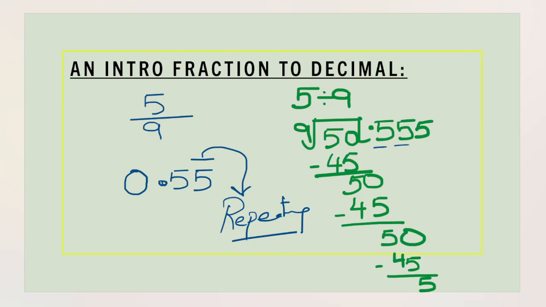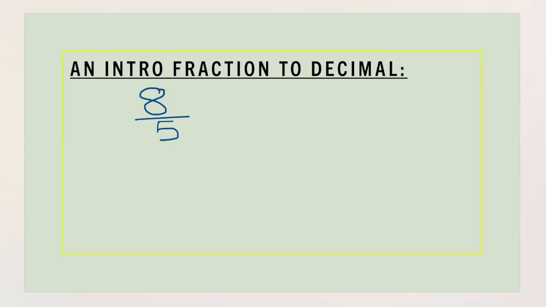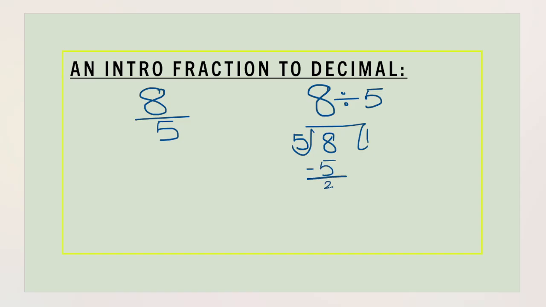I hope you have understood so far. Let's take a look at the next question. In our next question, you can see 8 divided by 5. What happens when you divide 8 by 5? So 8 becomes my dividend, leaving 5 as my divisor. Now 5 times 1 is 5, a 3.